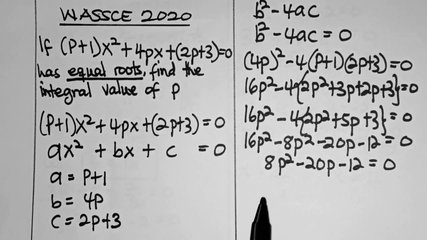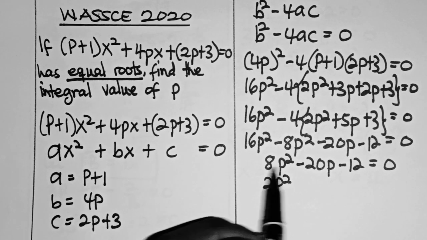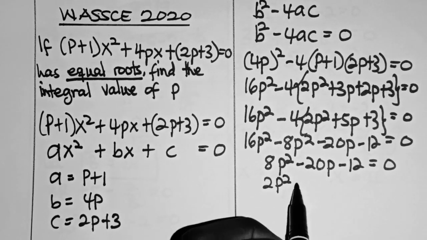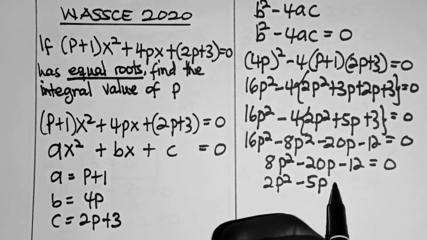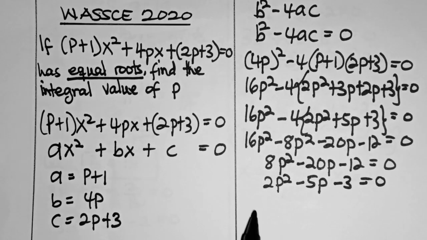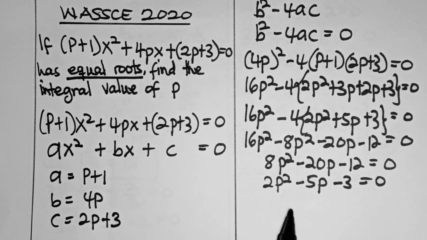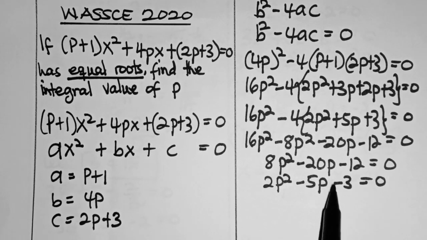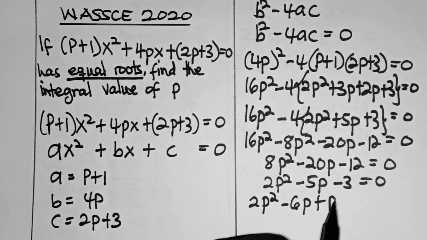So let's divide through by 4. 8 divided by 4 is 2, so 2p squared. Then minus 20 divided by 4 becomes minus 5. Then 12 divided by 4 becomes minus 3, equals 0. Now 2 times minus 3 is minus 6. So we need two numbers that if you multiply, you get minus 6, but if you add, you get minus 5. Those numbers are minus 6 and 1. So we have 2p squared minus 6p plus p minus 3 is equal to 0.